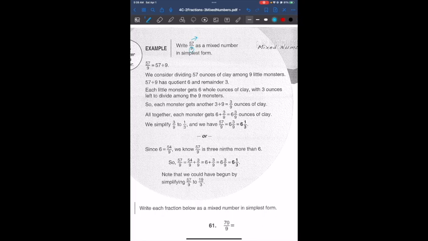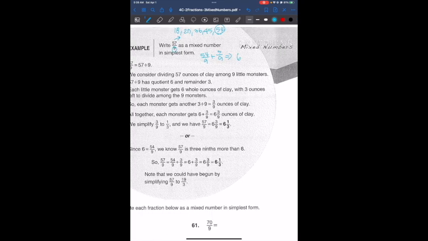So multiples can be 18, 27, 36, 45, and 54. And so 54 is going to be the closest multiple of 9 that is less than 57. And so if we have 57 over 9, then we still need to add 3 over 9. And 54 over 9 is going to be 6, and 3 over 9 is 1/3. So we can write 57 over 9 as 6 1/3.